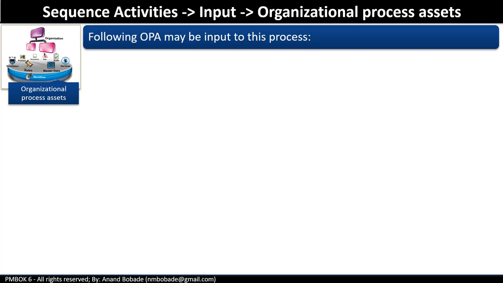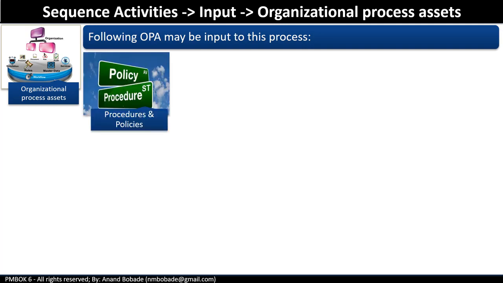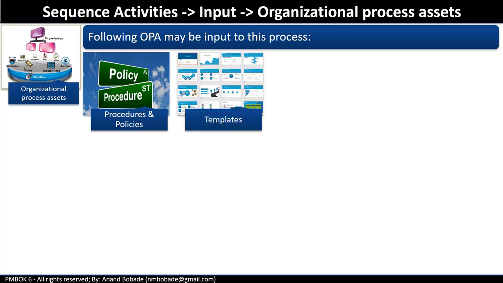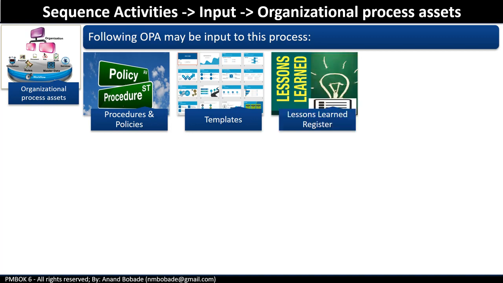Organizational process assets. We have policies, procedures, and guidelines for developing logical relationship between activities. Templates. Templates to be used for creating network of activities or schedule network diagrams. Lessons learned repository. If a similar project is previously done, then this can help with the process of sequencing activities in the current project. So all these OPA are always useful for project and it can be useful here to sequence activities.